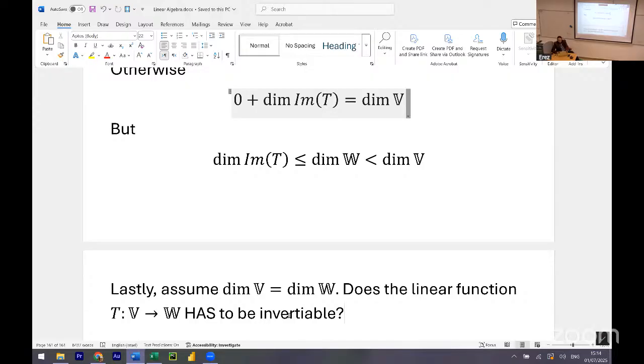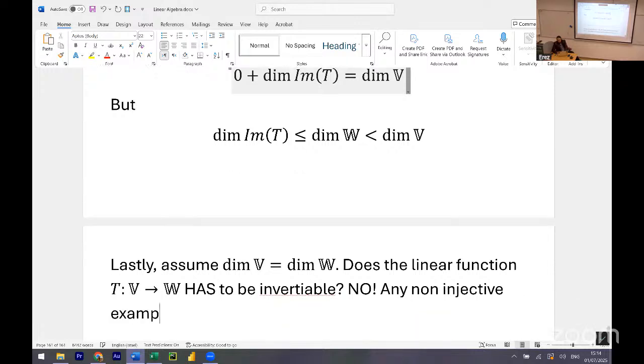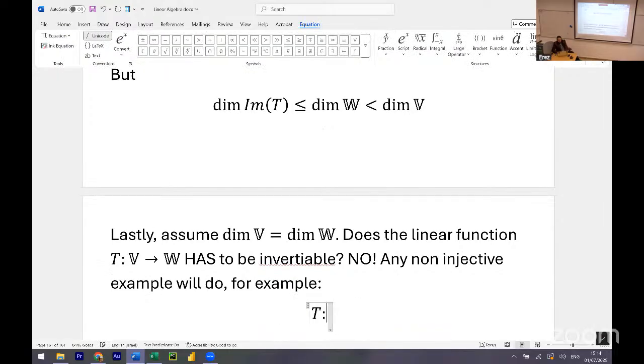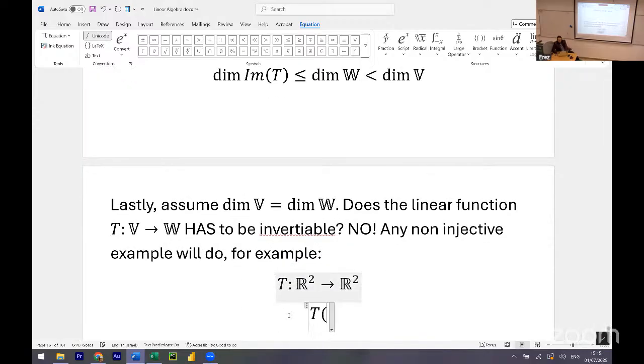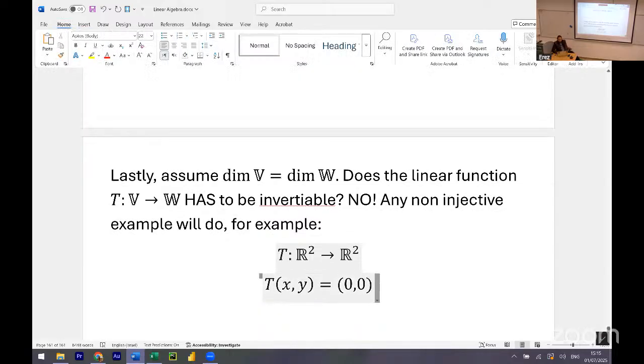Obviously not. Any non-injective example will do. For example, take T from R squared to itself, such that T of (x, y) is (0, 0). The zero function is obviously not invertible, right? But it's still from a domain to a range of the same size. Agreed?